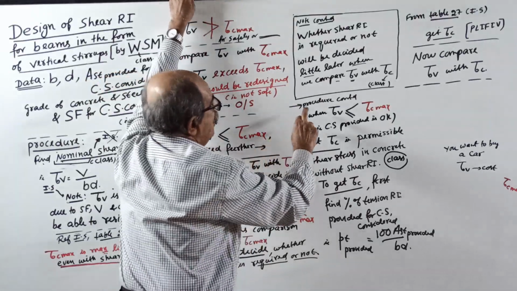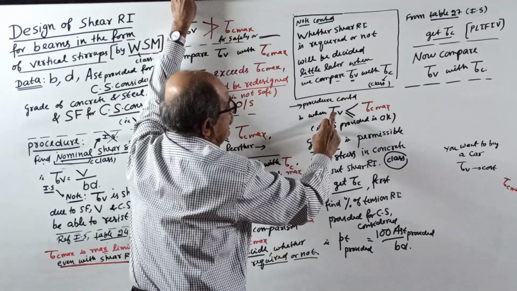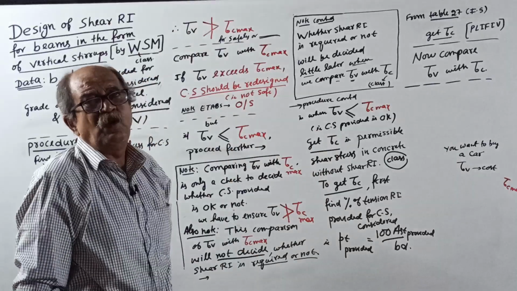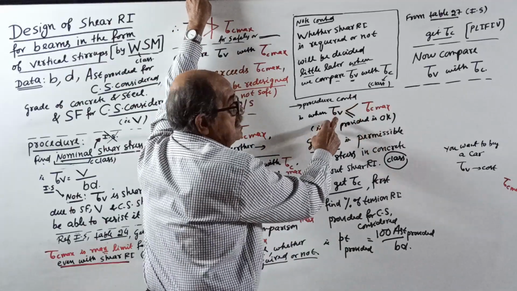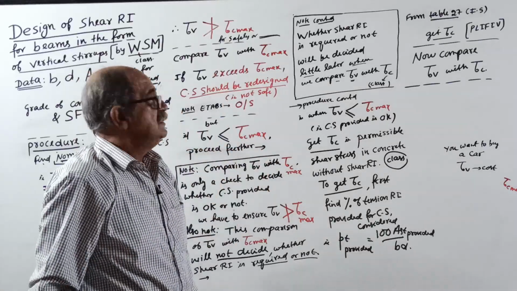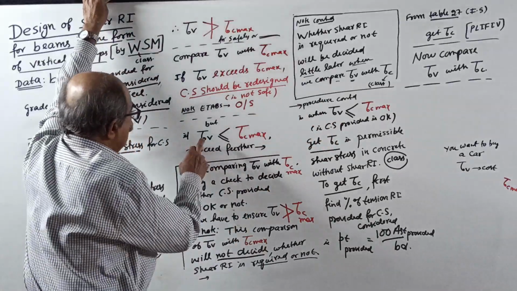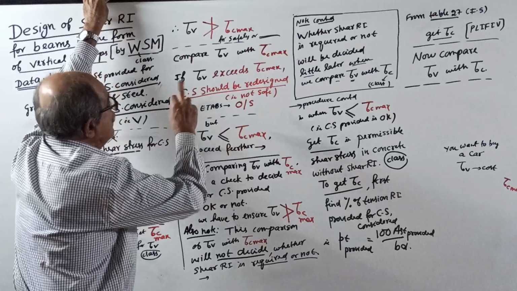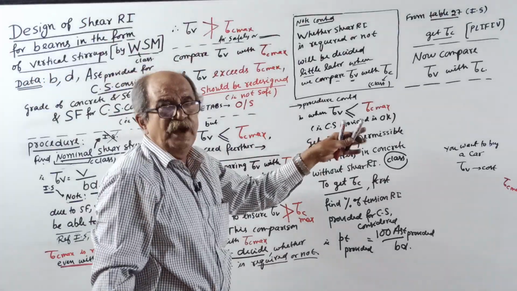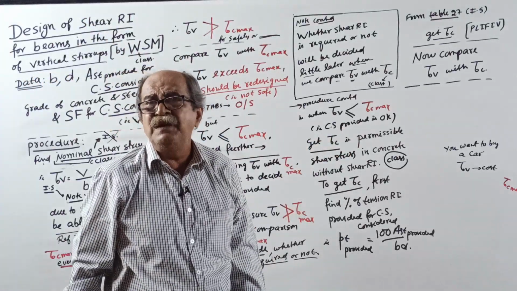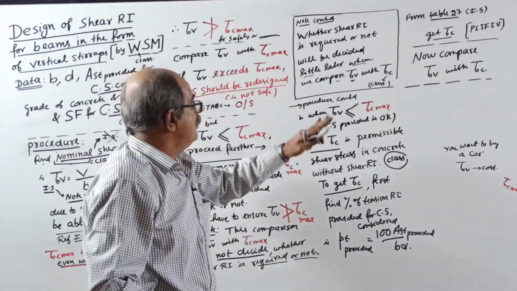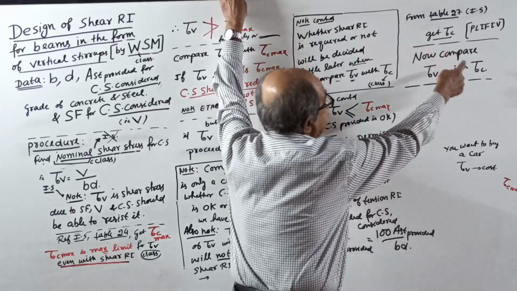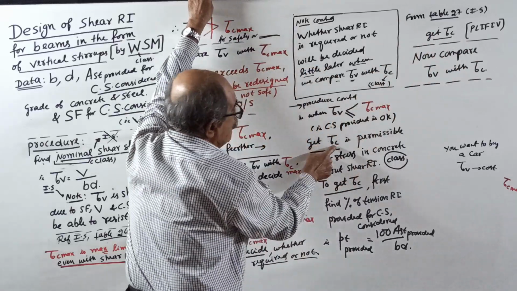Now, procedure continued. That is, when tau v is less than or equal to tau c maximum, it means the cross section is okay. Still we don't know tau c. When you get tau v not more than tau c maximum, the cross section is okay, but whether shear reinforcement is required or not is still not decided. It will come later when you get tau c.